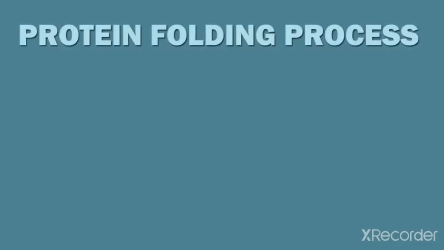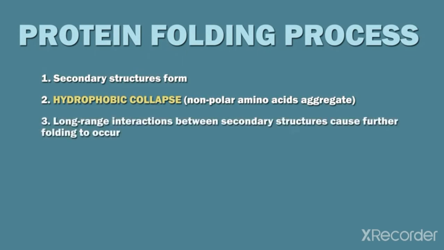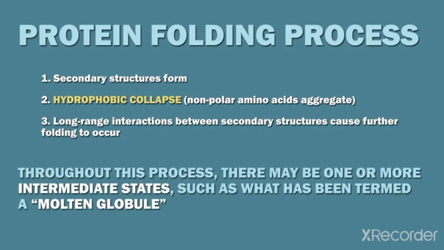It is thought that protein folding happens roughly along the following lines. Secondary structures form first. Hydrophobic collapse, during which nonpolar amino acids aggregate, happens next. Long-range interactions between secondary structures cause further folding to occur. Throughout this process, there may be one or more intermediate states, such as what has been termed a molten globule.